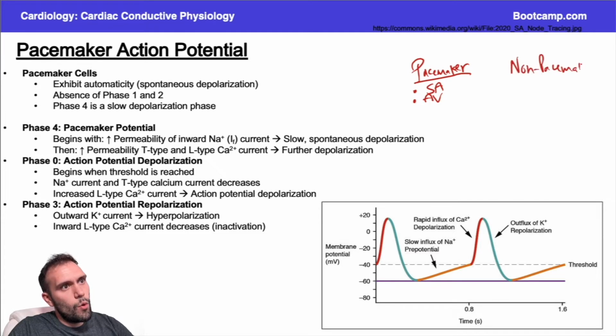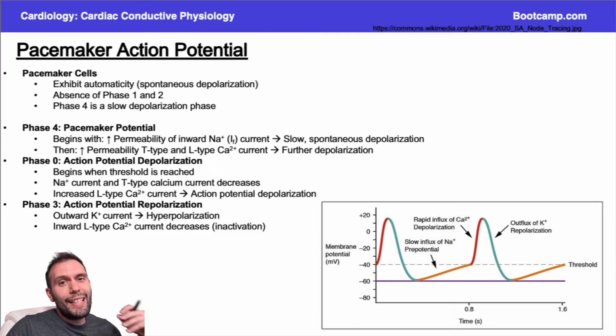There's some overlap technically because, like we said, some of these other cells can be pacemaker cells, but in general, it's difficult to sit here and memorize who fits into what bucket. So in general, the non-pacemaker cells, you can think of them as all others. Particularly, they're going to be the atrial myocytes and the ventricular myocytes.